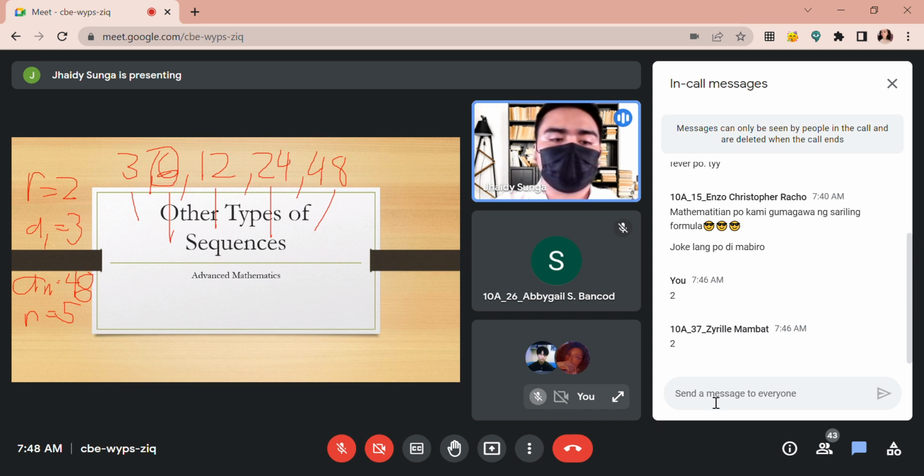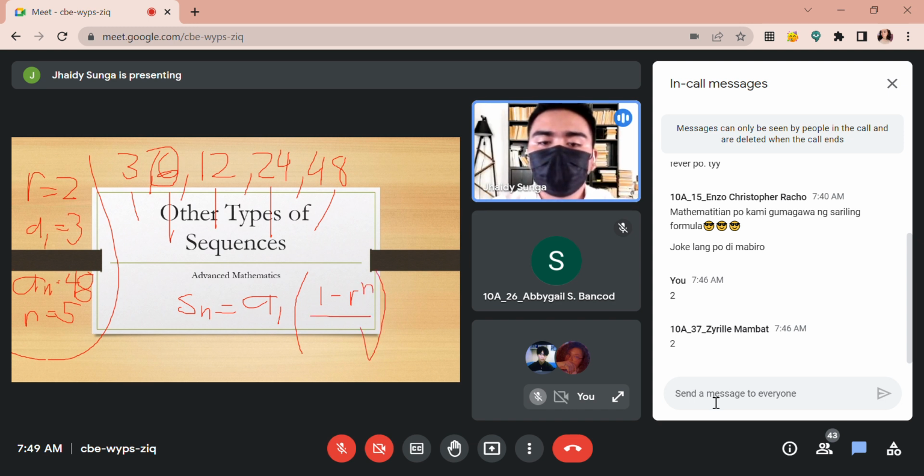What is our formula? Now, from the given that we have, our formula is Sn. Sn, not S is equal to N. So Sn, or the sum of the terms, is equal to A sub 1 times the quantity 1 minus R raised to N, all over 1 minus R. That's all you need.